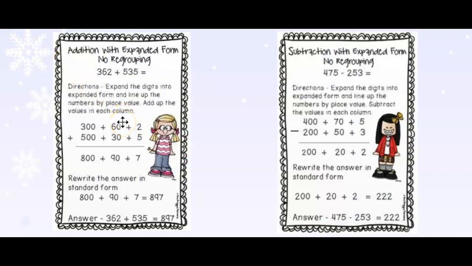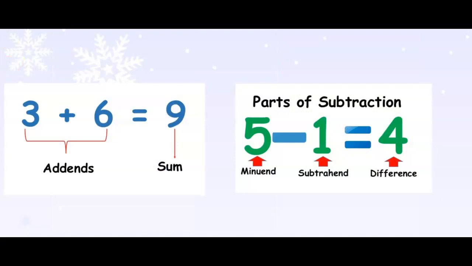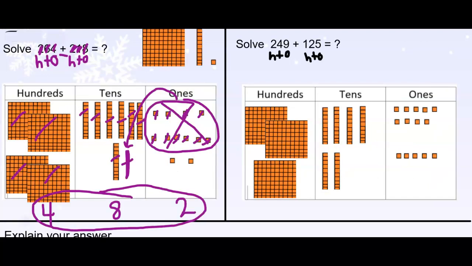Another strategy to solve problems is to use the expanded form strategy, where we stretch out a number like a rubber band that we're stretching so that we can see all of the places of the numbers. After we finish adding or subtracting, we put that number back together in standard form for the answer. Don't forget, addend plus addend equals sum, and minuend minus subtrahend equals difference.